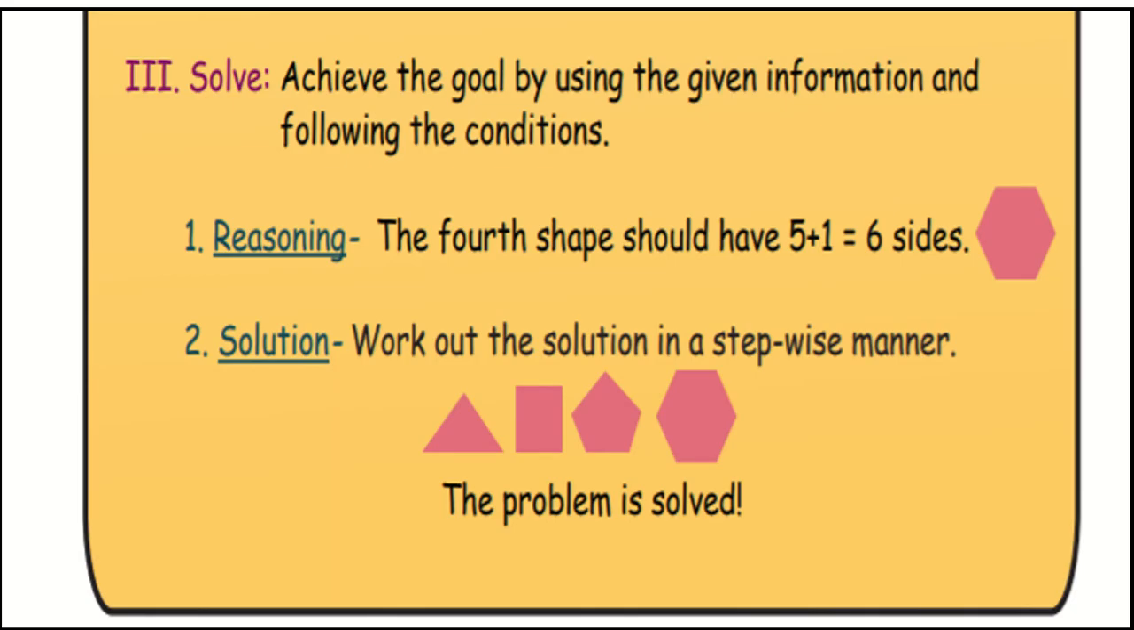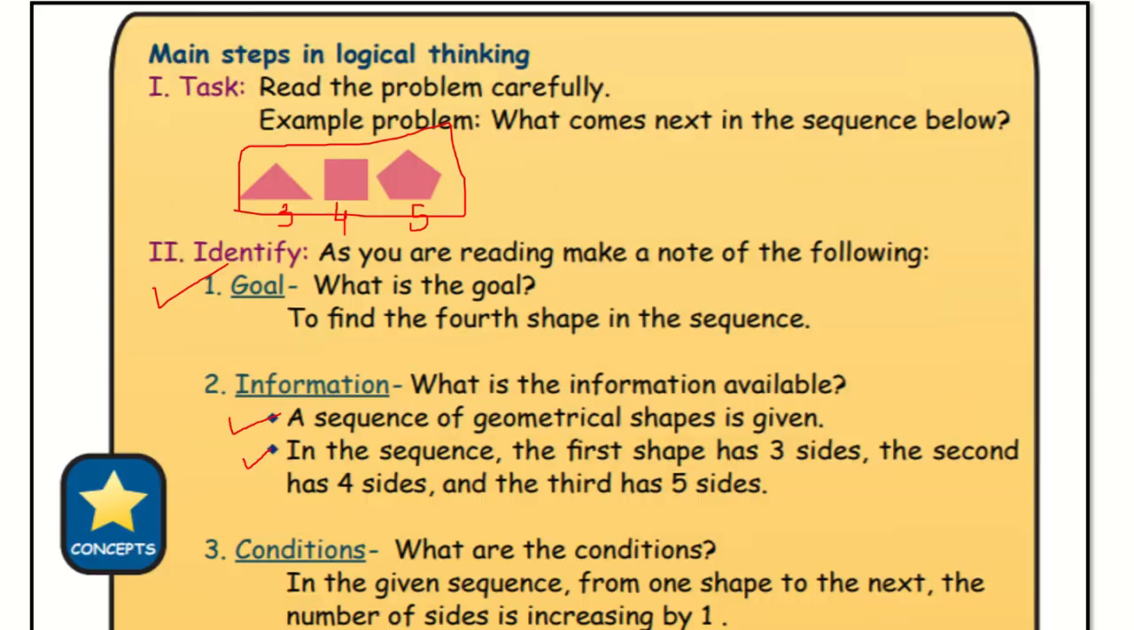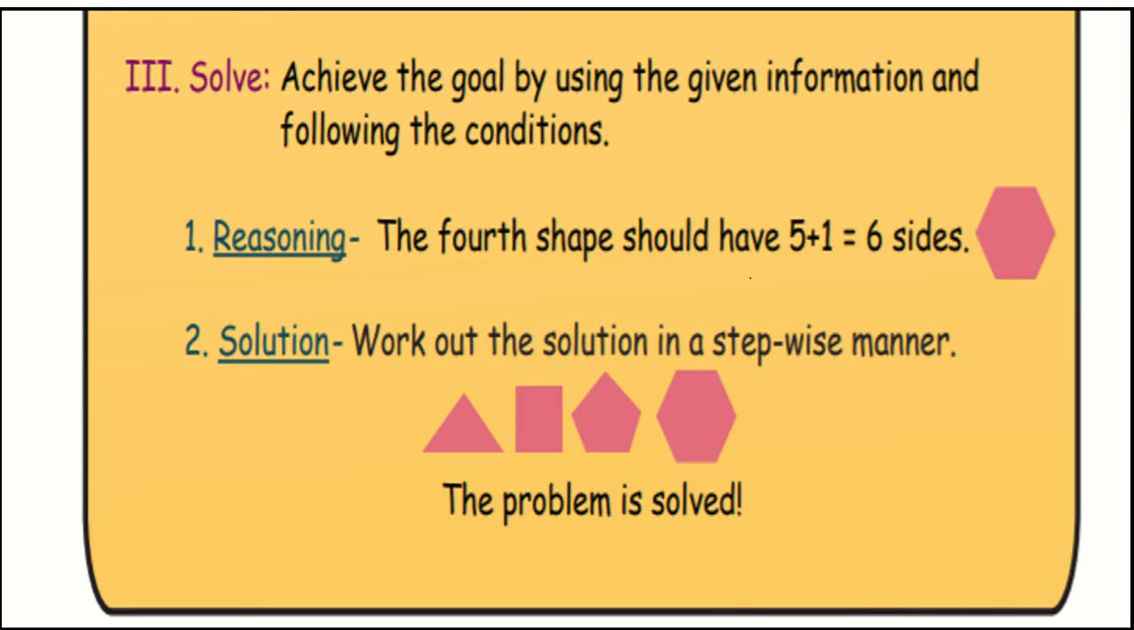So by applying the logic or reasoning, we found that if the fourth shape is there, then it will have one more side than the previous shape. As you can see, the third shape has five sides. Therefore, the fourth shape will have six sides. So the solution is that here the first shape is a triangle, the second shape is a square, the third is a pentagon, and in this way our fourth shape will be a hexagon.